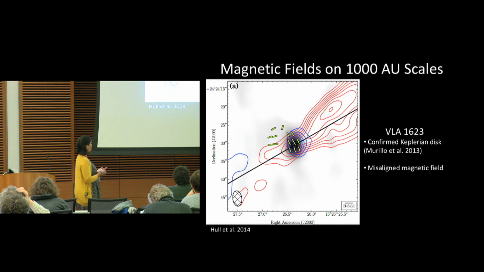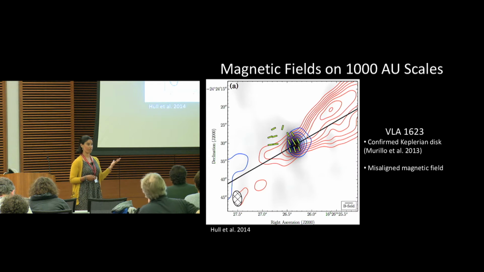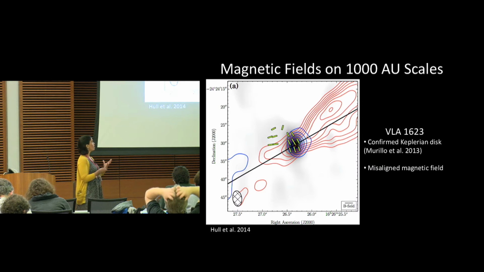Conversely, if we have a magnetic field where the alignment is perpendicular or misaligned to the rotation axis, then you don't have efficient magnetic braking and you have to grow a large disk. Again, we see this on envelope size scales. This is VLA 1623, and this has a large disk, about 150 AU, and you can see the nice perpendicular magnetic field. So that's great, that on envelope size scales we can use this as a signpost as to whether or not disks are going to form in these very young sources.